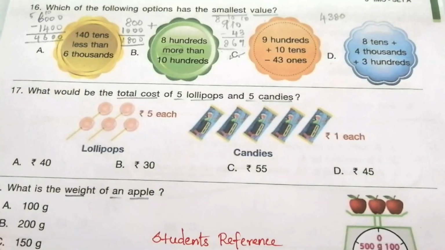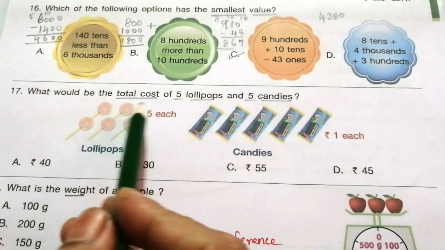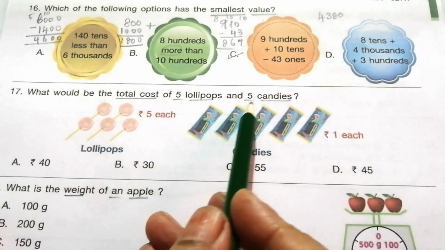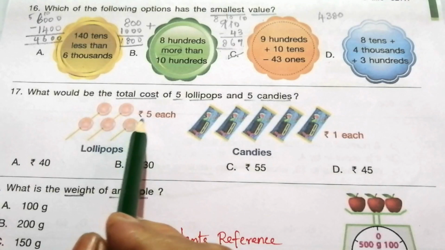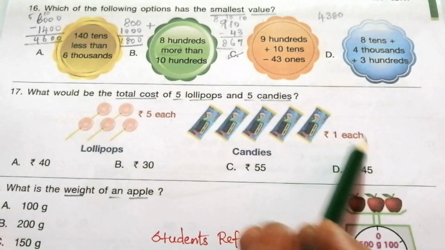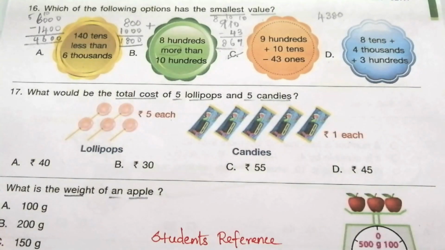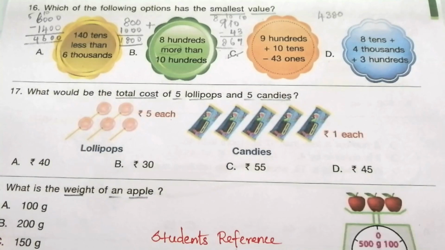17. What would be the total cost of 5 lollipops and 5 candies? Rupees 5 each, rupees 1 each. You try to find out the answer. This is a very simple problem.